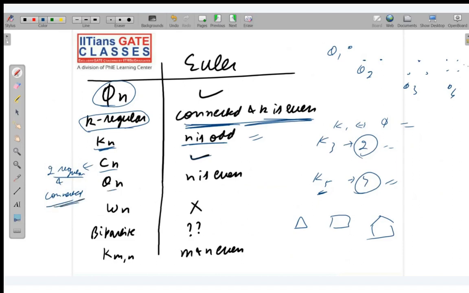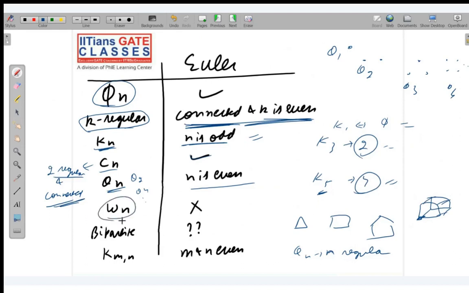Okay, next is Qn. When n is even, it will be Euler, like Q2, Q4, and so on. Qn is n-regular. I have told you Q3 was 3-regular. So 3-regular means every vertex has degree 3, then obviously it is not Euler. So when n is even, it will be Euler.